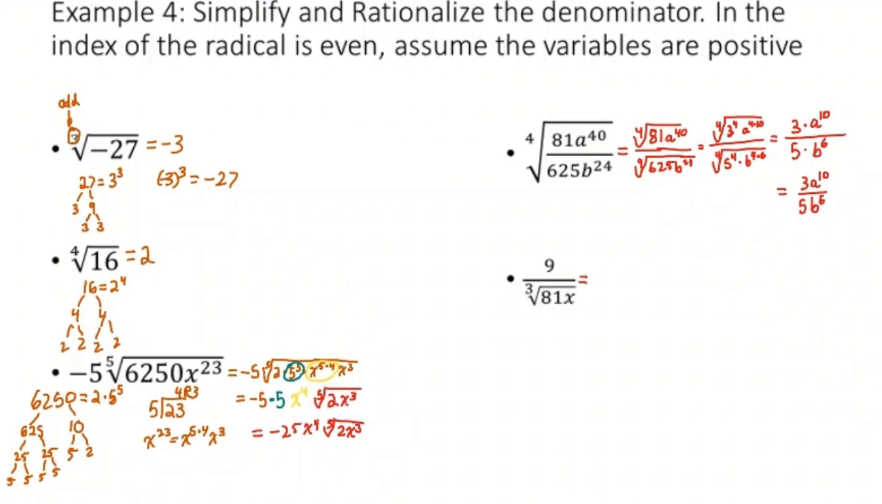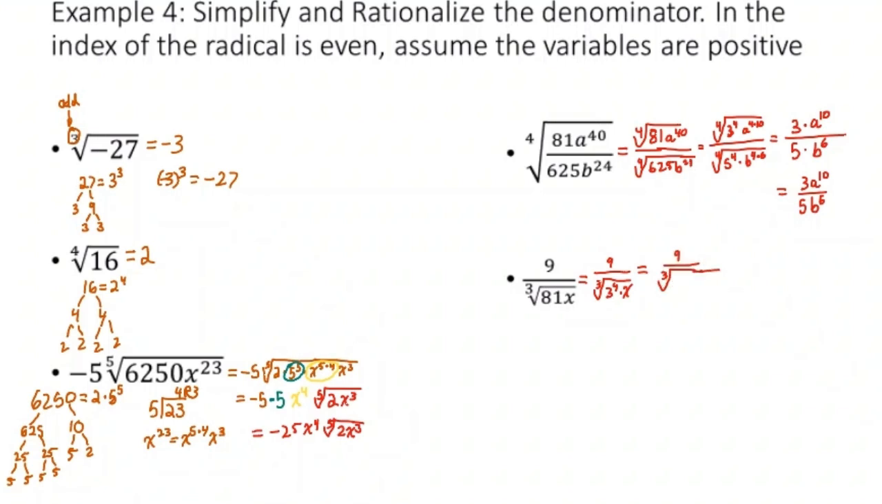Now we're going to simplify 9 over the cube root of 81x. First, we do want to simplify our cube root. Now, 81 is the same as 3 to the fourth. Now, one thing to be careful of is that we are taking the third root, not the fourth root. So we need to rewrite the 3 to the fourth, so that way we have something being cubed.